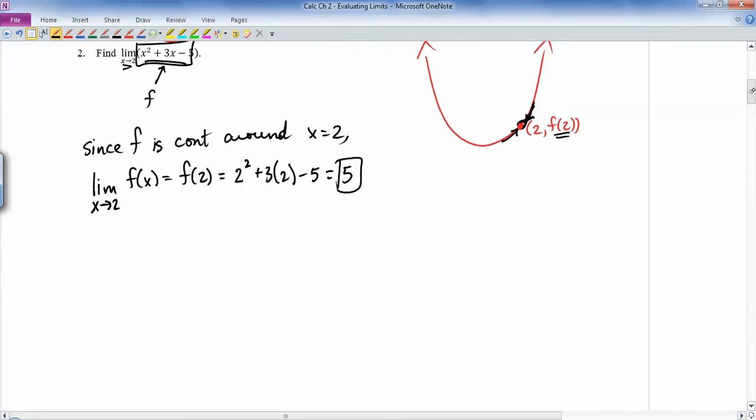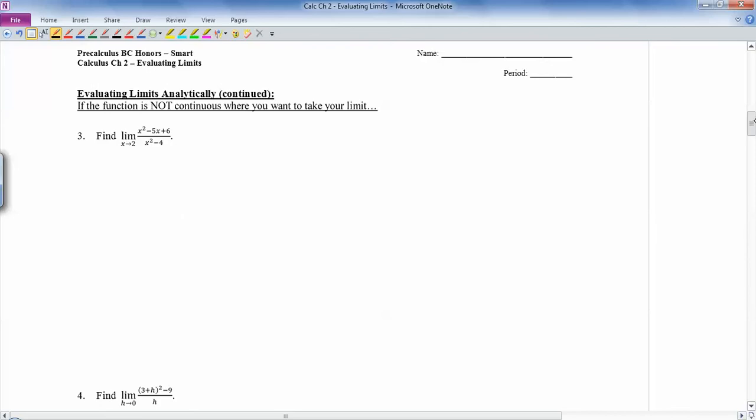Okay, so let's look at this next one. Limit as x goes to 2 of this thing here. So this one, let's call this f. So f of x, I'm going to do a little side work over here.